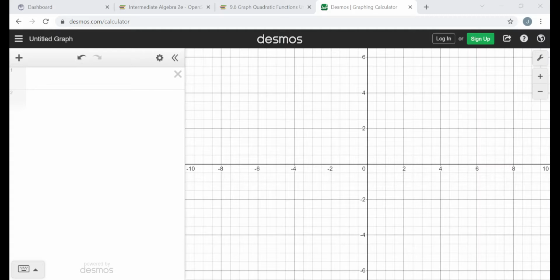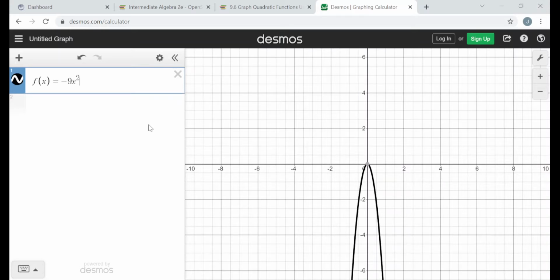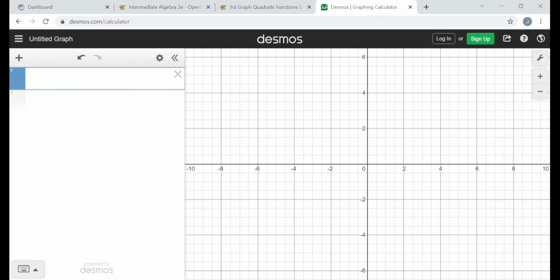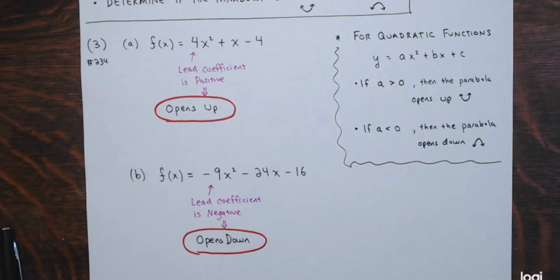All right, let me show you. I will enter this function into my Desmos calculator here. F of x equals negative 9 times x squared. And you already see a parabola opening down right now, that black graph that just showed up. Minus 24x minus 16. All right, and here we go. This is definitely a parabola opening downward. A frowny face, a cup dumping water, however you want to think of it. Okay, wonderful.